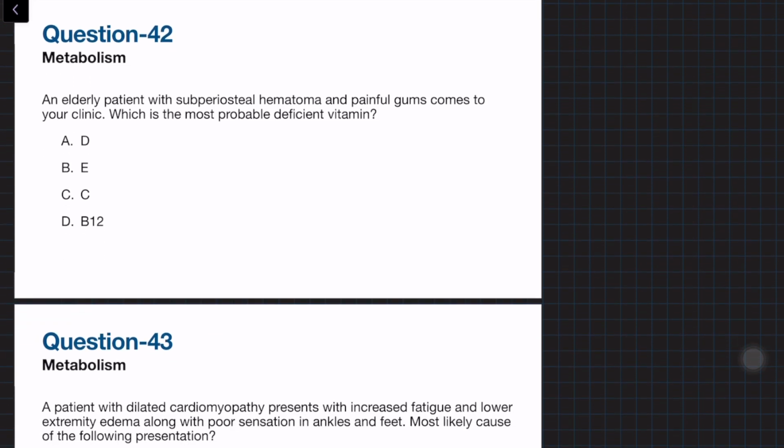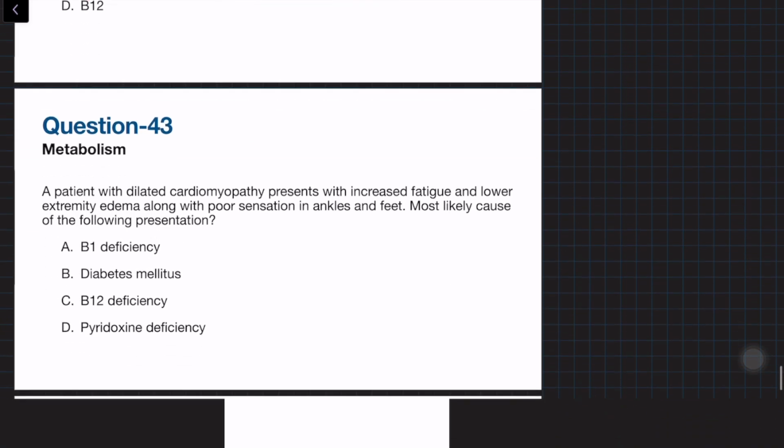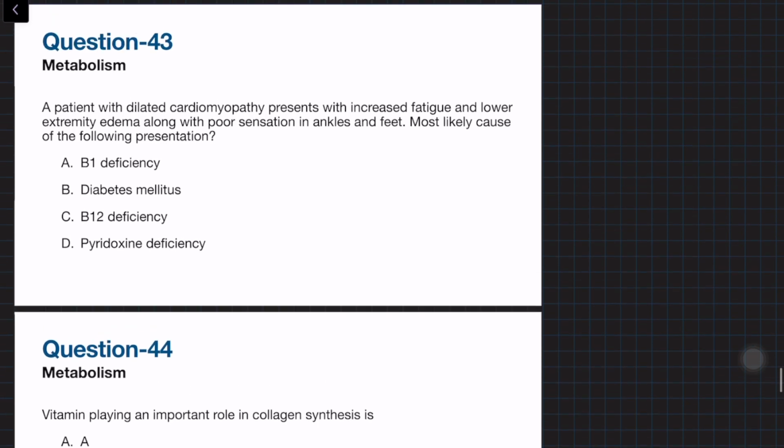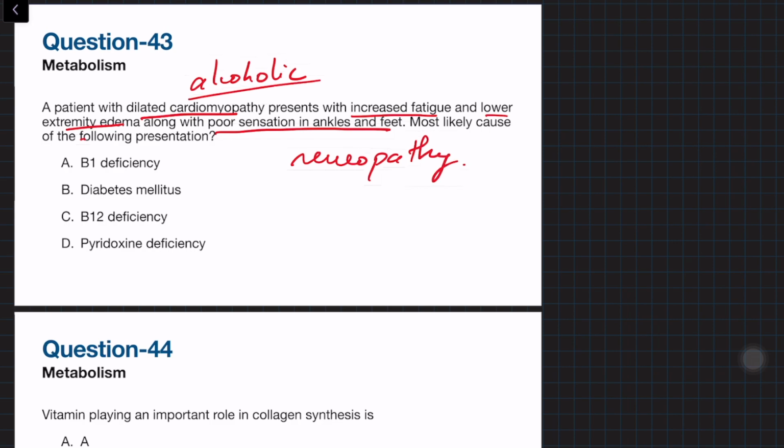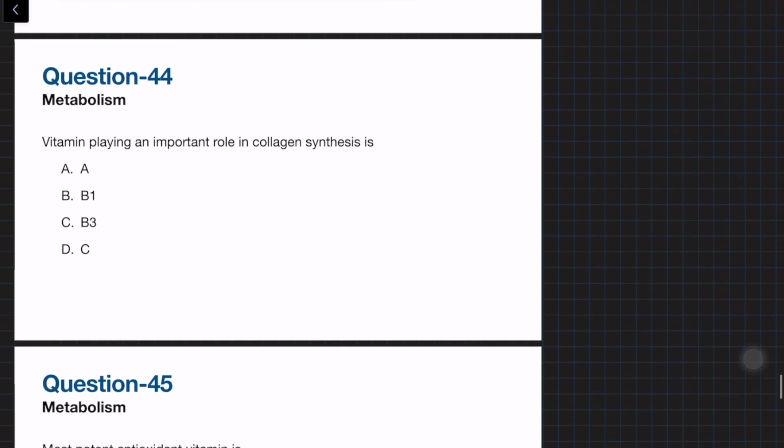An elderly patient with subperiosteal hematoma and painful gums. So the diagnosis is scurvy. Gums, subperiosteal, obviously go for scurvy. So the deficient vitamin would be C. Dilated cardiomyopathy, alcoholic. Whenever you see dilated cardiomyopathy, go for an alcoholic, and he has increased fatigue and lower extremity edema with poor sensation in ankles and feet. So there is neuropathy also. So what is the most likely presentation? In alcoholics, B12 absorption will drop, and neuropathy is also a B12 deficiency symptom. So go for B12 deficiency.